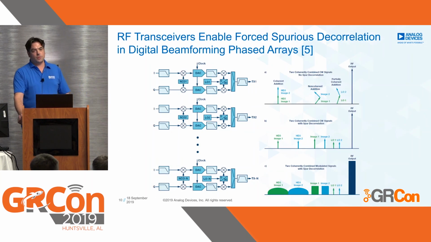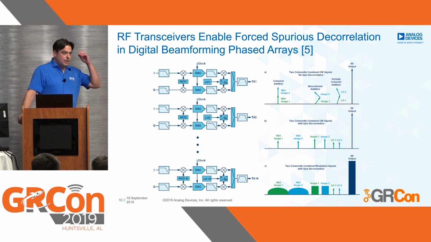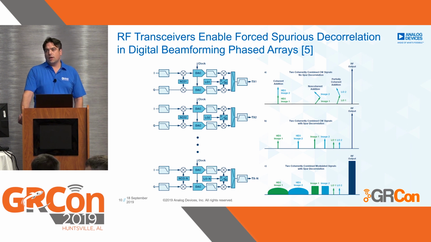So how do we make those channels uncorrelated? There's an interesting application note called RF Transceivers Enable Spurious Decorrelation in Digital Beamforming Phased Array. The main idea behind this is that in each of your channels, you offset your local oscillator by a certain offset, and then you correct for that offset in the digital domain using a numerically controlled oscillator. And to the right, you see that if they are not decorrelated, the spurs and the images add up, and if they are uncorrelated, they don't add.